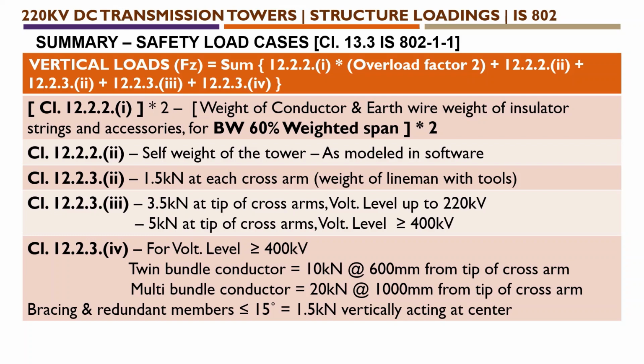This is the last one: for bracing and redundant members which are at less than or equal to 15 degrees with respect to the horizontal line or plane, we must consider 1.5 kilonewton vertically acting at the center of the member. So these are the vertical loads we need to consider for safety load cases. Let us look into the Excel calculation for more understanding.